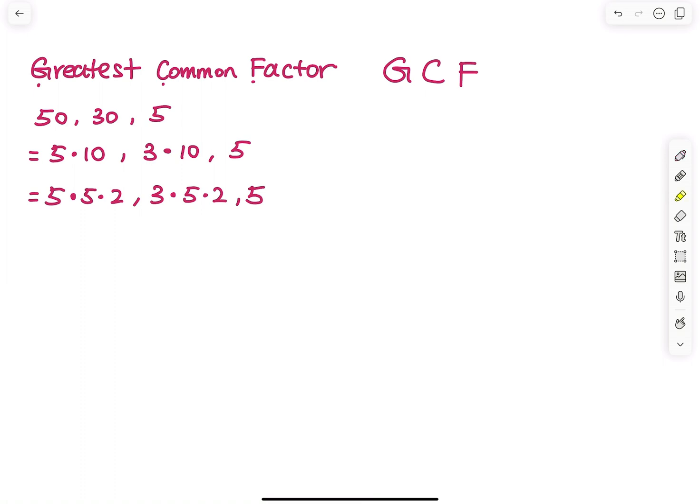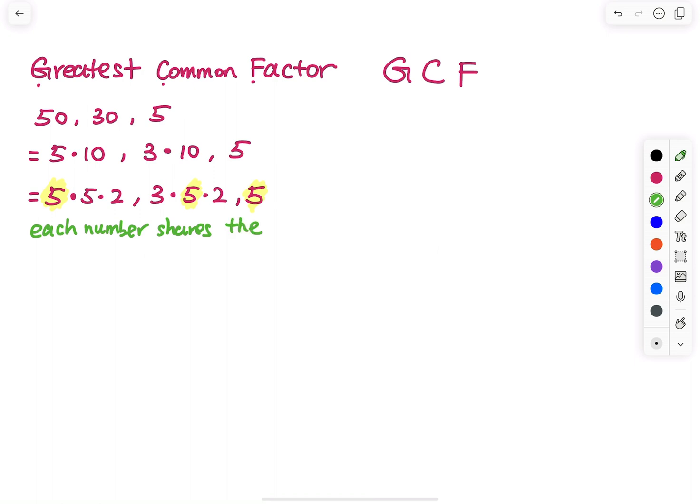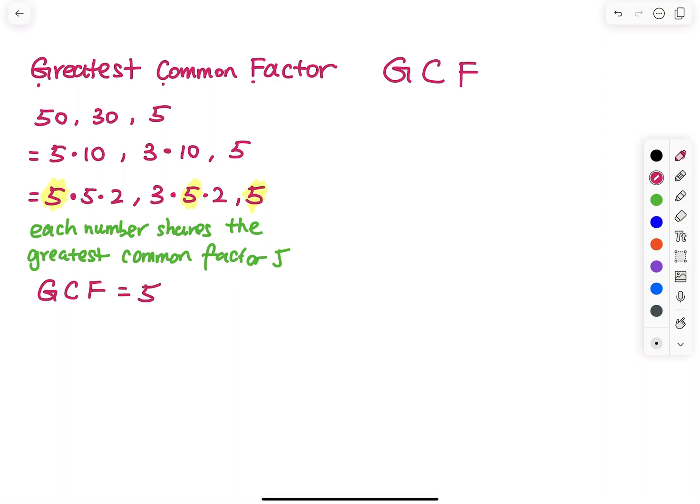The first number, I see a 5 times 5 times 2. I can see that the 50, the 30, and the 5 all share a common factor, just one of them. So let's draw a description. Each number shares the greatest common factor. Greatest means you are looking for the biggest factor. So the greatest common factor is equal to 5.